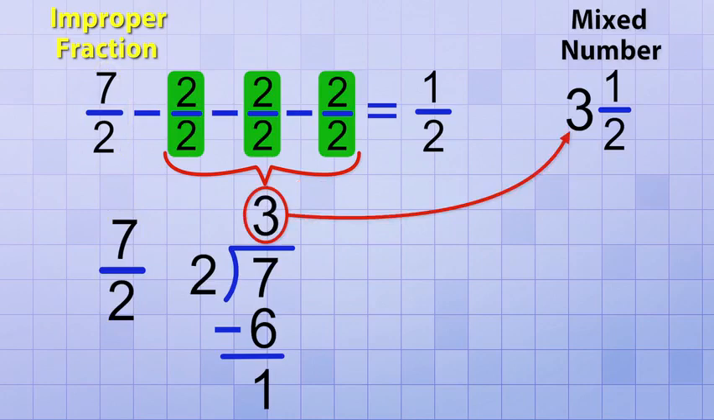And here's the really cool part. The remainder of the division tells us what the leftover fraction will be. The remainder is the numerator, the top number, of the leftover fraction. In this case, since the remainder is 1, we'll have 1/2 left over in our mixed number.